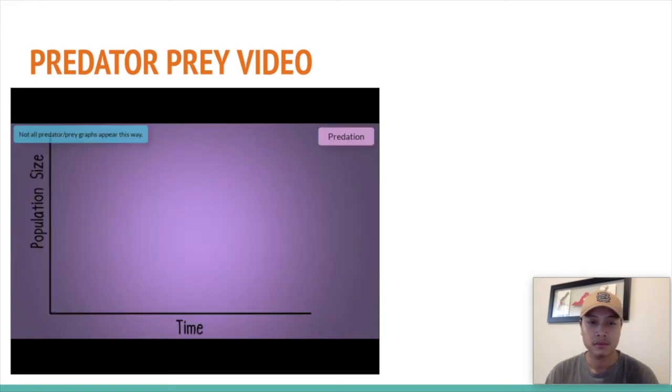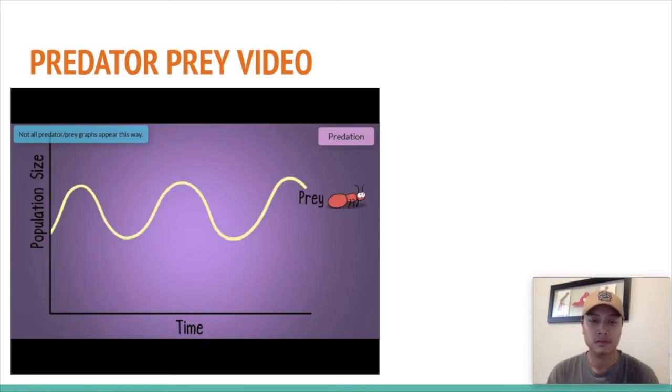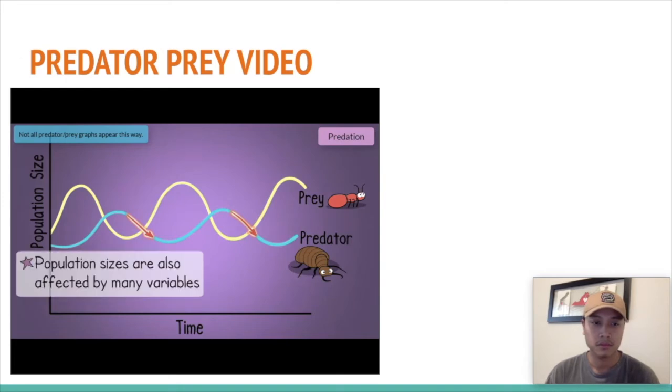Typically, if we were to graph the predator and prey populations in our example, when the population of ants in this confined area increases, it is likely that the antlions, which are the predators, also will increase over time because they have more food to eat. However, if the antlions increase too much, there won't be enough ants, which are the prey, to feed on. So the antlions will decrease. You can see that relationship in this predator and prey graph.